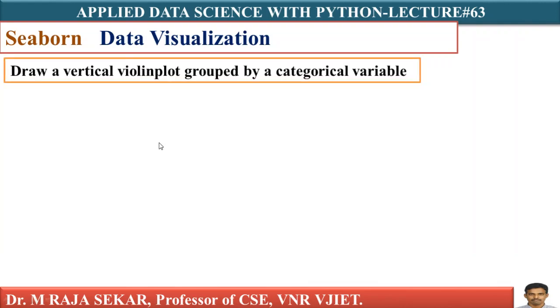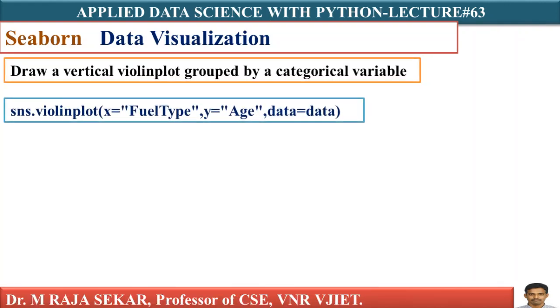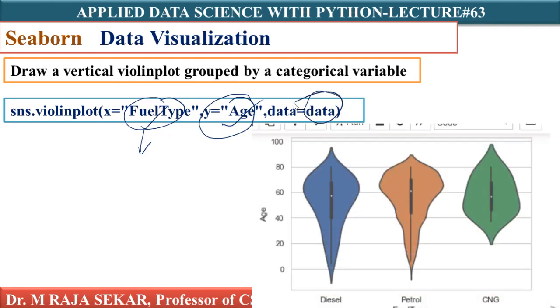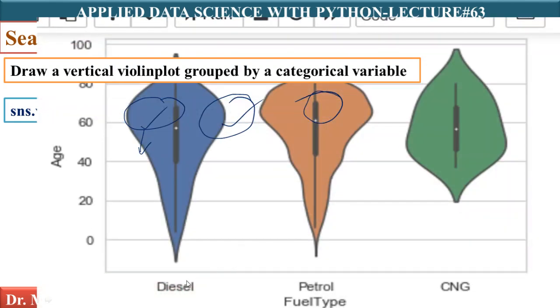Now, anyway, let me proceed. sns.violinplot, x equal to fuel type, which means on the x-axis I am taking a categorical variable. How many fuels are there? Petrol, CNG, diesel. On the y-axis, I am taking age. Now we are interested in plotting a violin plot. Your data frame name is data. This is self-explanatory, isn't it? On the x-axis, I am taking fuel.